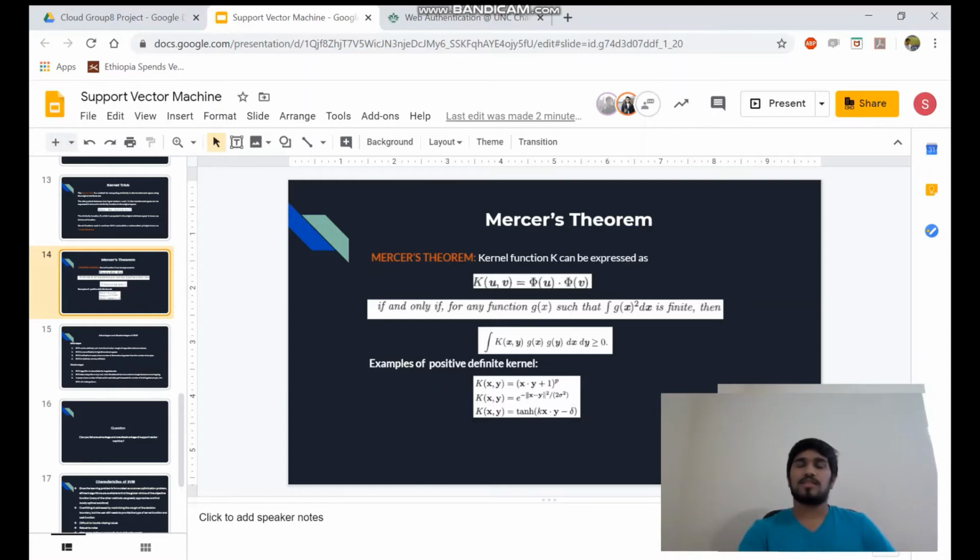So my question is, why do we use the kernel trick? The kernel trick is used to solve the high dimensionality problem associated with nonlinear support vector machines.